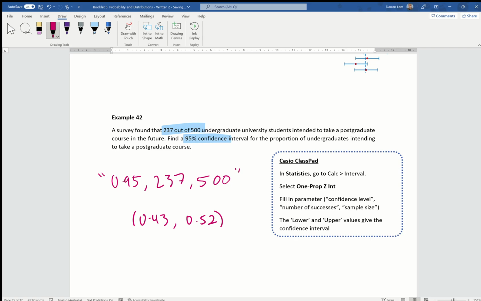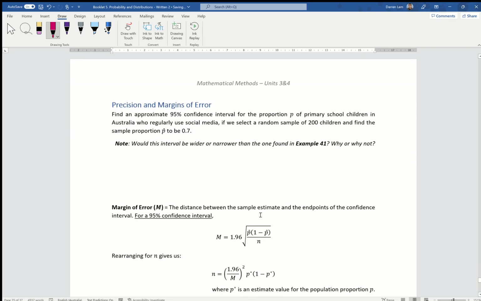Let's move on. Precision and margins of error. So, in this case, I think I put another example. Sorry, I should have put example at the top of it, but this is another example. In this case, the precision of an estimate is based on the idea that the standard deviation needs to be as small as possible, right? We want our value to be as accurate to the genuine value as possible.